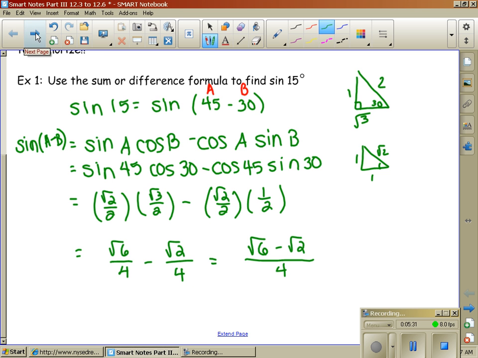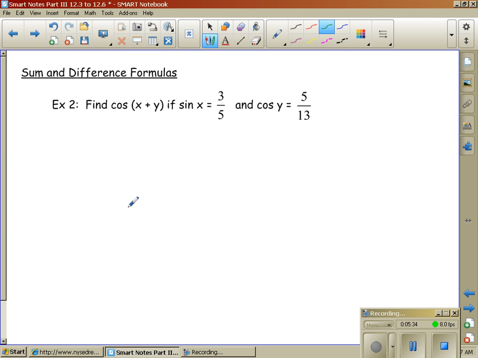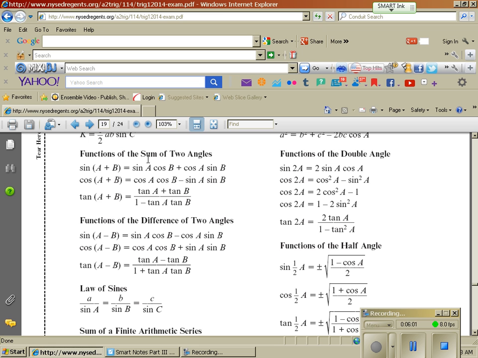Right, let's try another one. So this is the same idea. It's telling you to find x plus y, so your first thought should be using your reference sheet. But you're not given those 45s or those 30s that we know. We can still do this. So let's start with a formula. So cosine x plus y, which is the a plus b. Go to your reference sheet. Sum: cosine a plus b is cosine a cosine b minus sine a sine b, except we're using x and y.